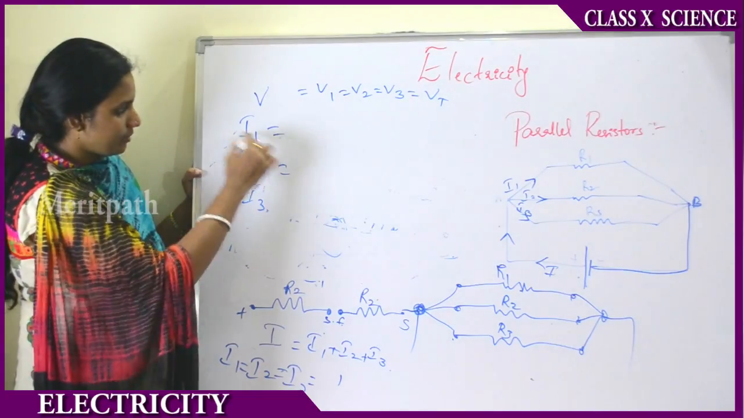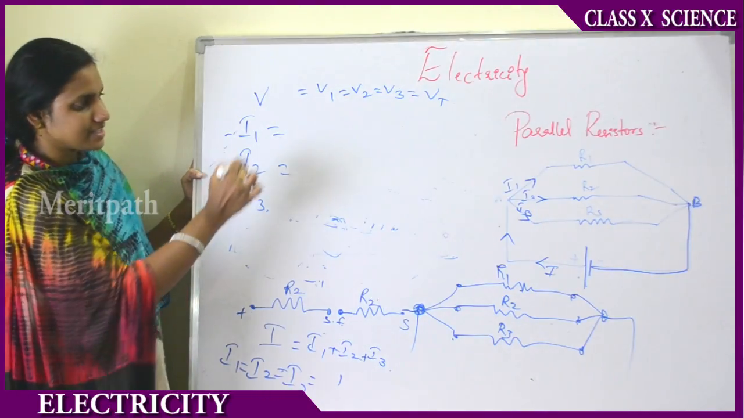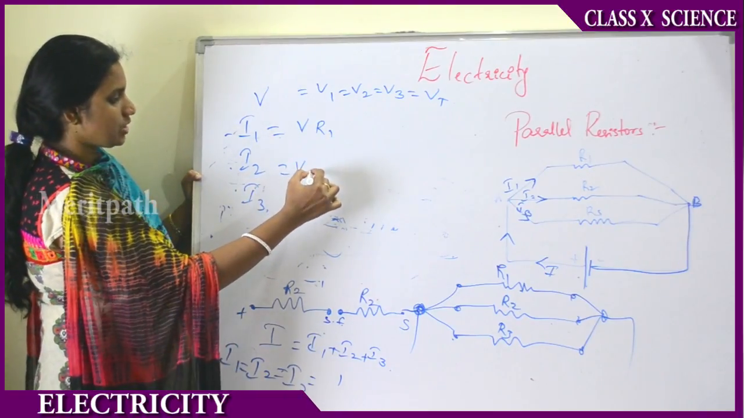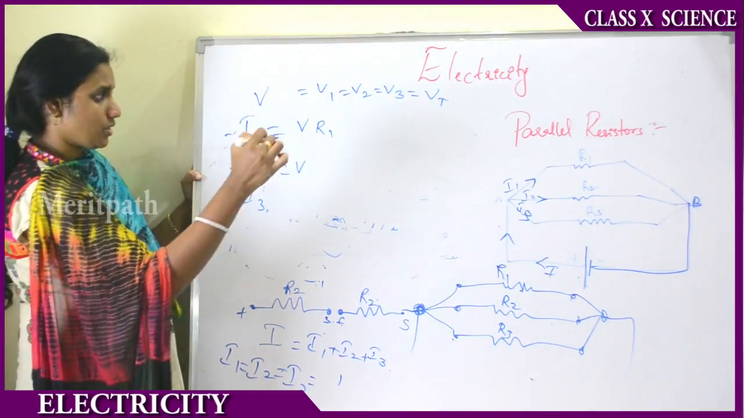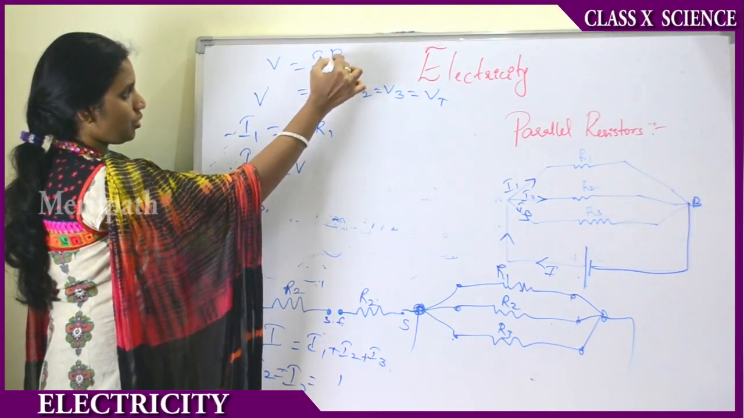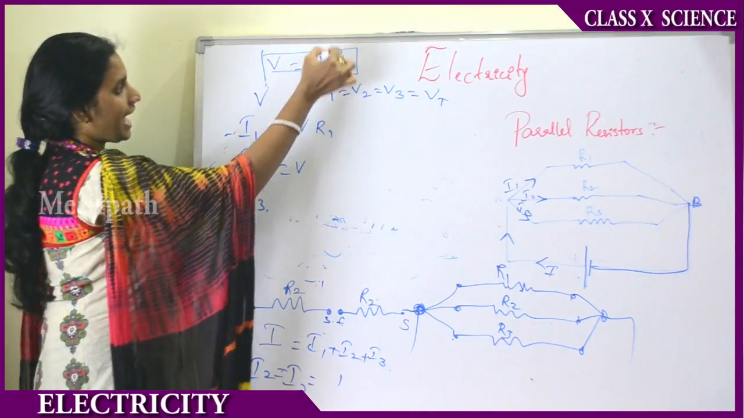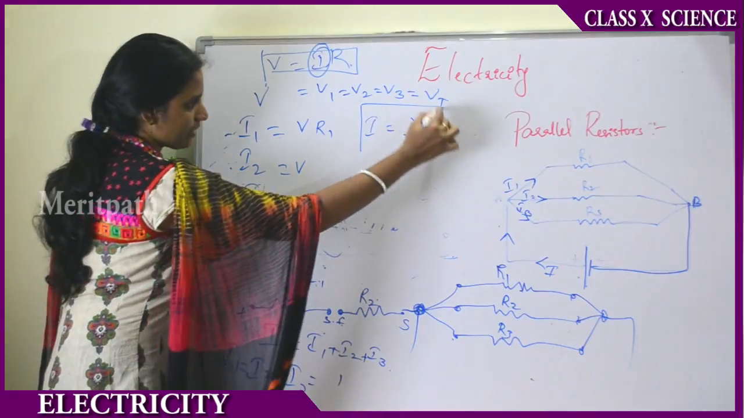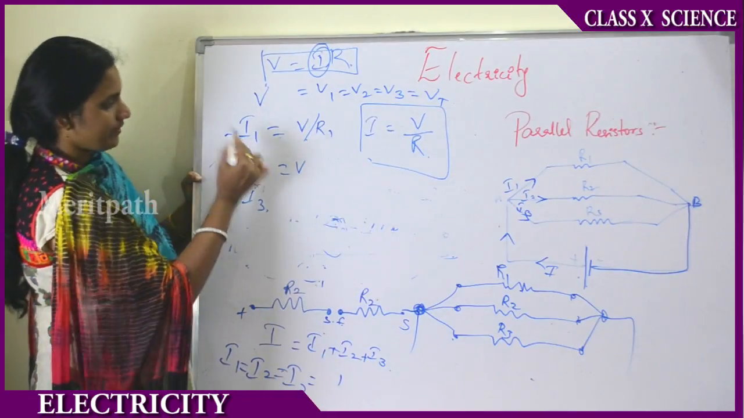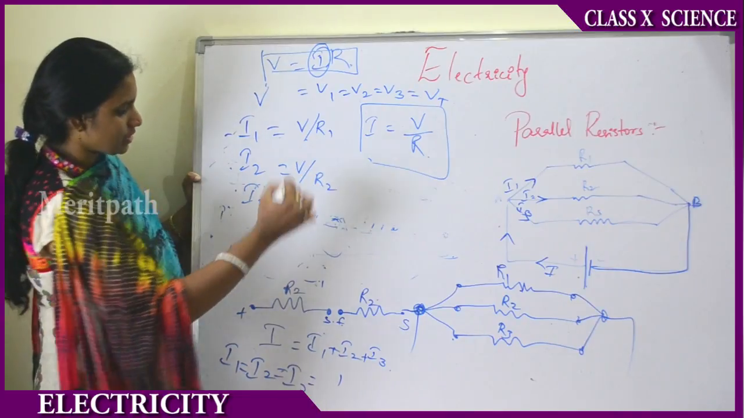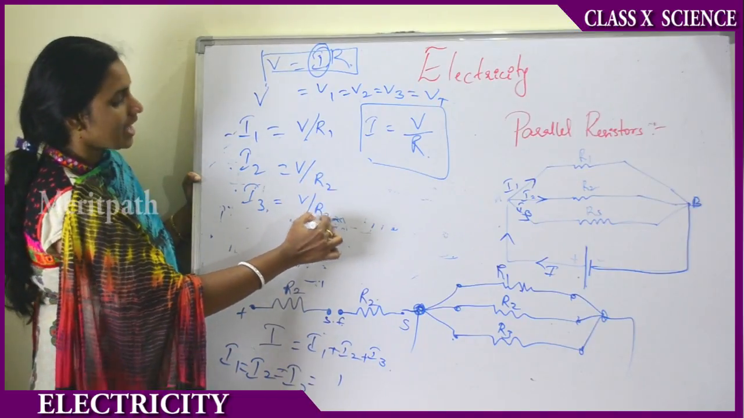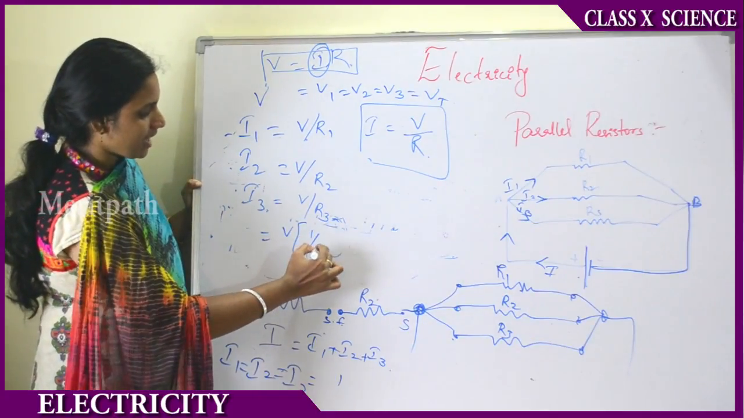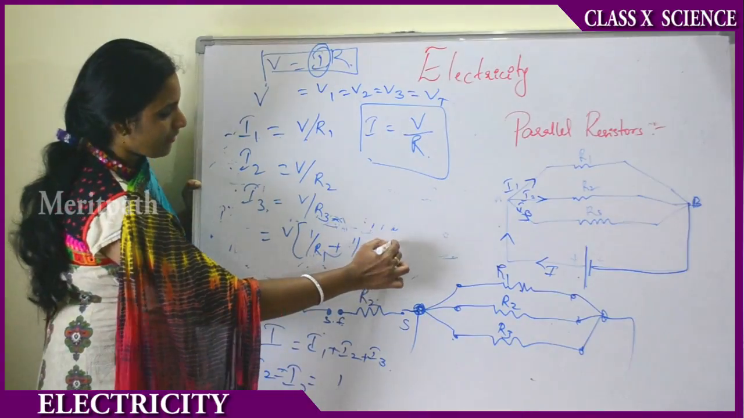Now here we will calculate the currents in each resistor, that is I1 equals V by R1 and I2 equals V by R2. V equals IR is Ohm's law. Now taking I as the subject, I equals V by R. Okay, this is the equation. Now I1 equals V by R1, I2 equals V by R2 and I3 equals V by R3. Now here we take V as common, so the total current is V times 1 by R1 plus 1 by R2 plus 1 by R3.